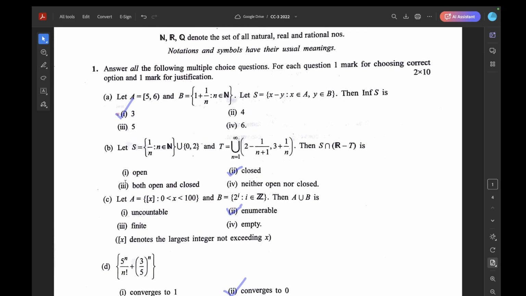Question 1A. Let A equal to the semi-closed interval (5, 6], and B is the set of elements 1 plus 1 by n such that n belongs to the natural numbers N. Let S equal to the set of x minus y such that x belongs to A and y belongs to B. Then the infimum of S is, correct option, 1, 3.